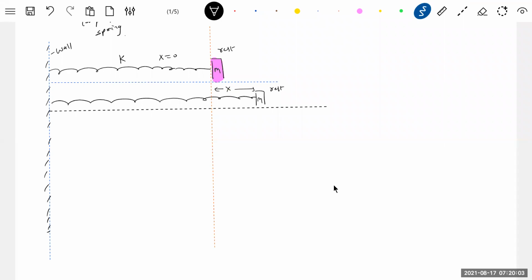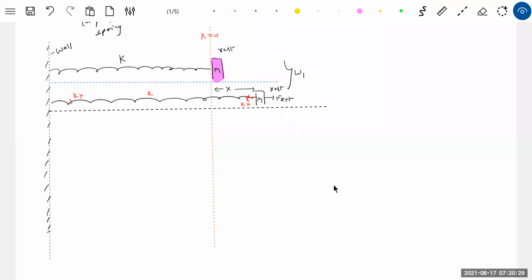So who did work? The external agent is going to do work here. I'm going to pull it, and in turn the spring force will be acting. What is x equals 0? This point is defined as x equal to 0.